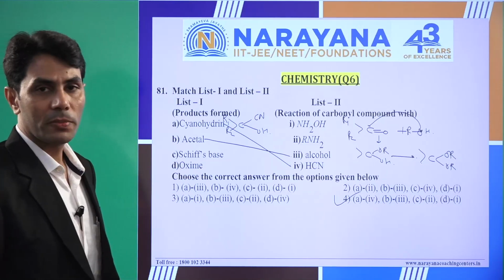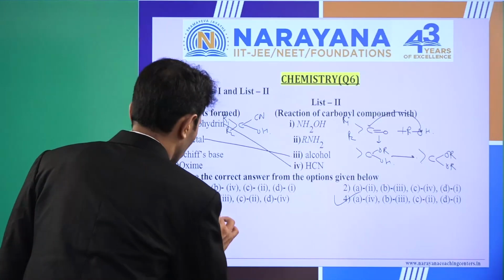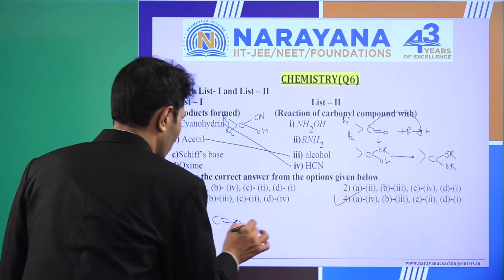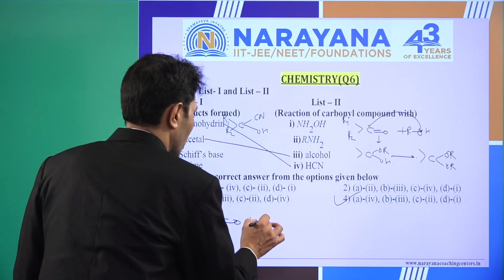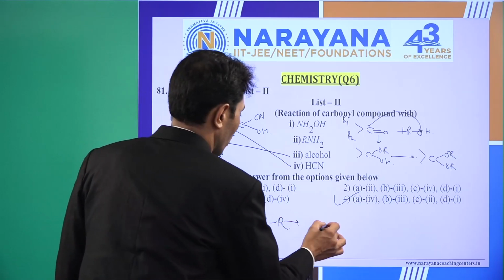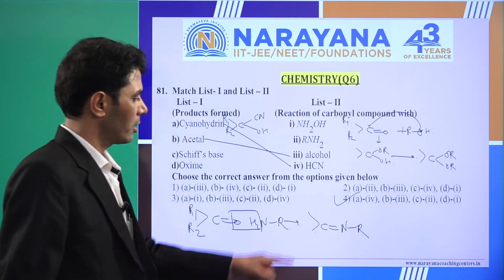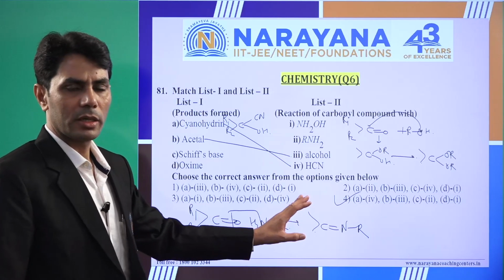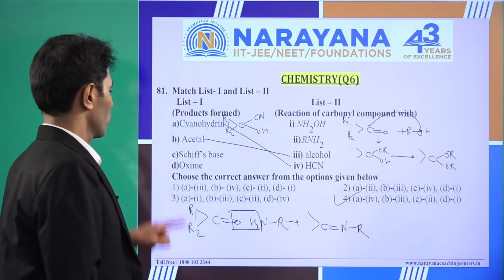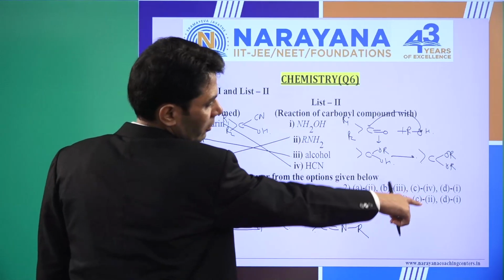Now Schiff base. What is Schiff base? If carbonyl compound reacts with 1 degree amines, what is 1 degree amine? RNH2. After elimination of water, what do we get? This compound, R1, R2. It is known as Schiff base. Whatever we are taking, either it can be aldehyde or ketone. So C option must be connected with second. Yes, C is given with second.